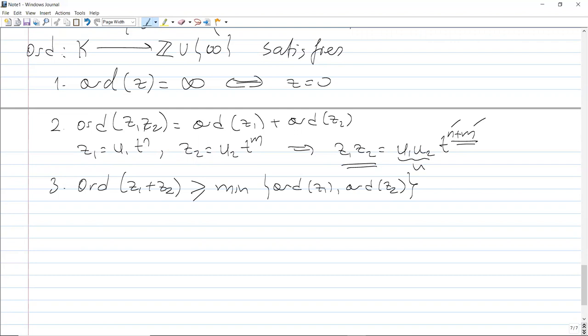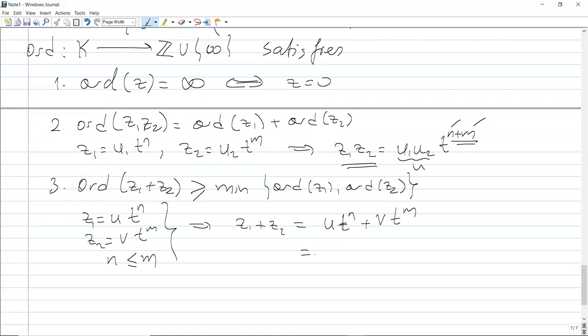Okay, so we can shortly prove this like this. Suppose z1 is equal to u times t to the n and z2 is, let's say, v times t to the m. Assume that n is less than or equal to m. So if we add these up, z1 plus z2 becomes u times t to the n plus v times t to the m, and we can write this as u plus v times t to the m minus n, times t to the n. So this is another element in K, but this is also in R.